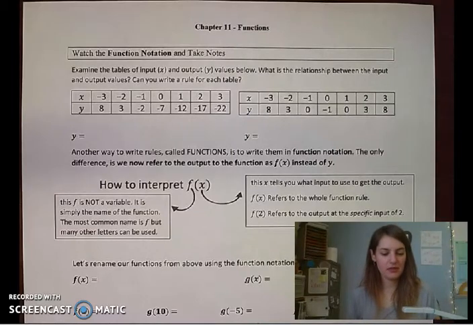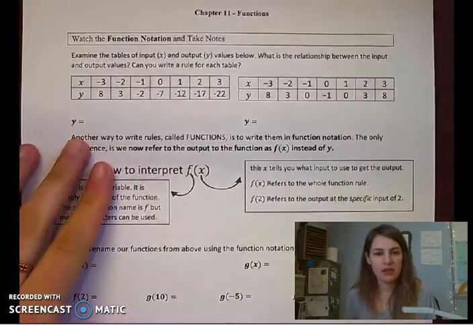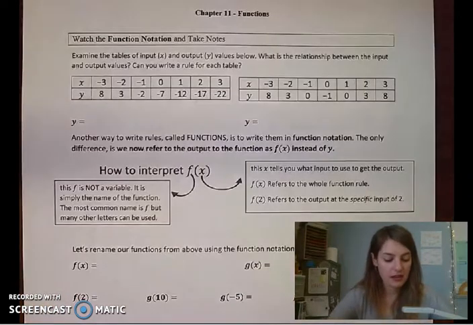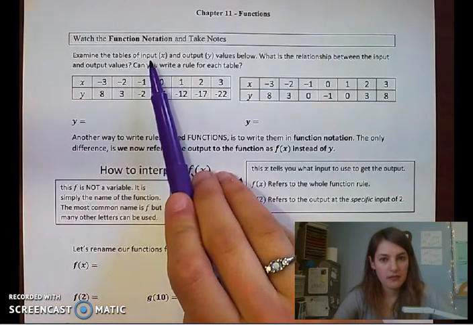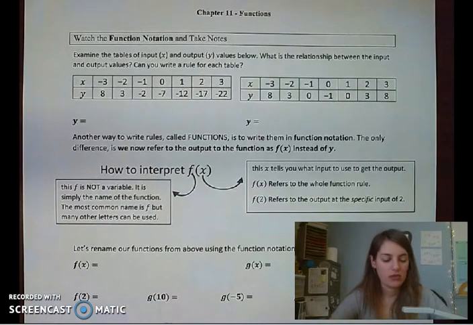Hello! So this video is an overview of function notation, and we're going to begin by reviewing looking at a table and finding a pattern. It says examine the tables of input, x, and output, y, and find the relationship between the input and the output.